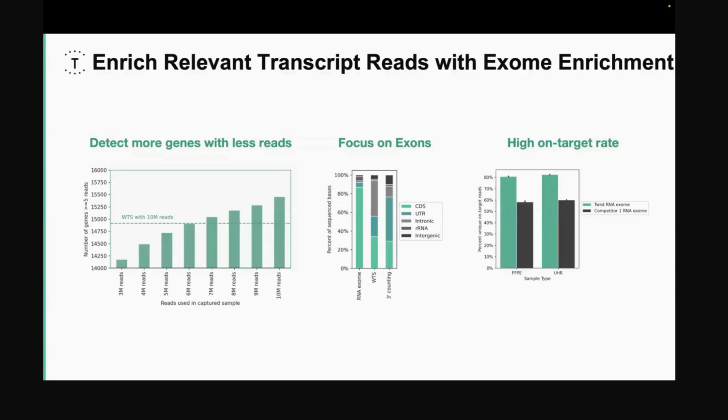So when you use Twist RNA exome, you have 99% of CDS region, which is not possible with whole transcriptome sequencing and also with 3' counting method. As you know, the on-target rates are very important in NGS targeted experiments. So compared to competitor 1 RNA exome, you can highly appreciate that with our Twist RNA exome, you reach a percentage unique on-target rate as high as 80%.